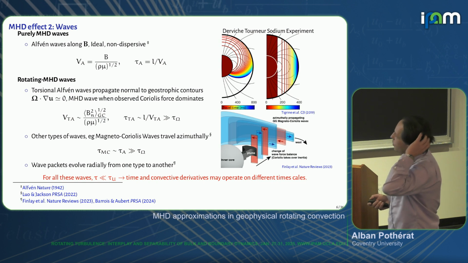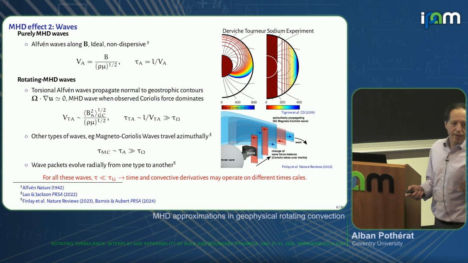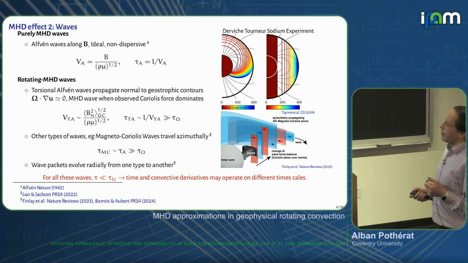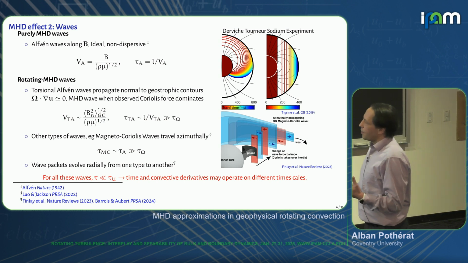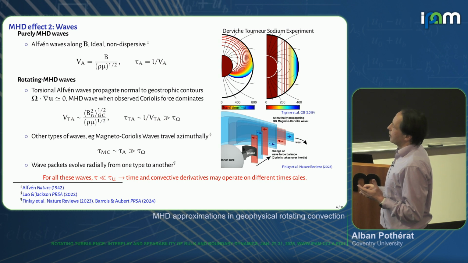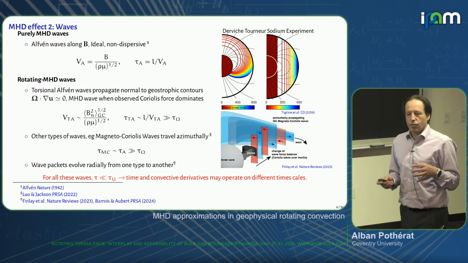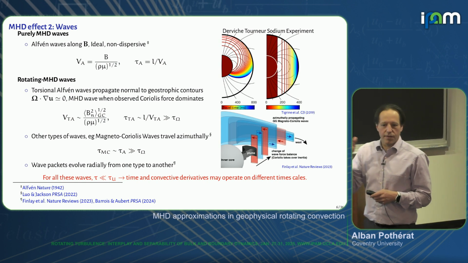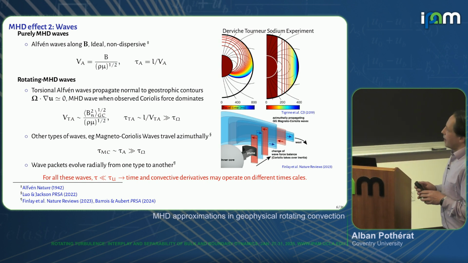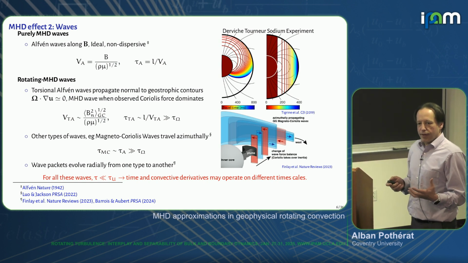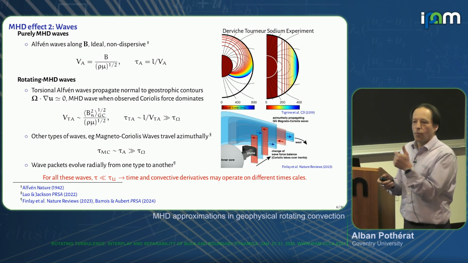But because we have a rotating system, there are also variants on MHD waves that include rotation. For example, torsional Alfvén waves are waves that do not propagate along the magnetic field lines. They propagate normal to the geostrophic contours. The geostrophic contours are these invariant surfaces where the velocity has to stay constant. If you have a very strong rotation constraint, then the velocity stays constant along that, and all the propagation that remains has to be normal to that.